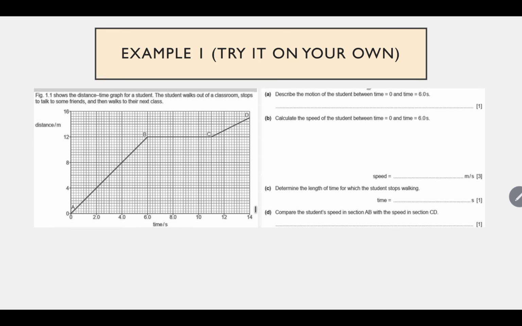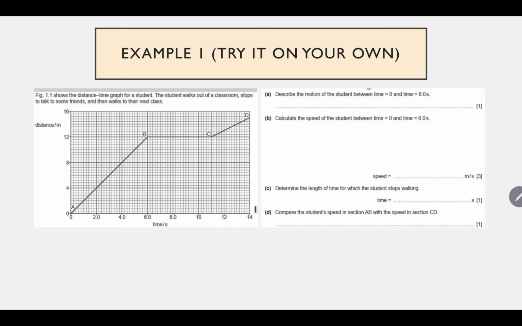Now let's look at the example. Please take a minute, pause the video, try to solve it on your own, and then unpause to check the answer. The question says figure 1.1 shows the distance-time graph for a student. The student walks out of a classroom, stops to talk to some friends, and then walks to their class. First, before I even look at the questions, I need to analyze the graph using the information given.